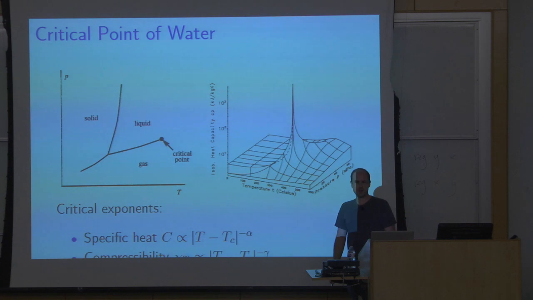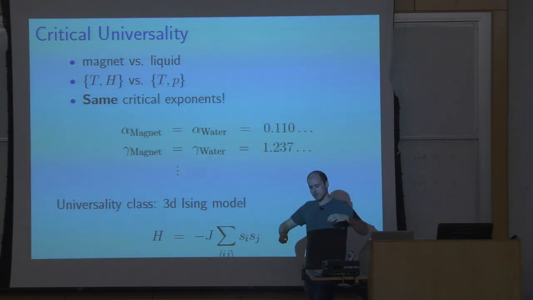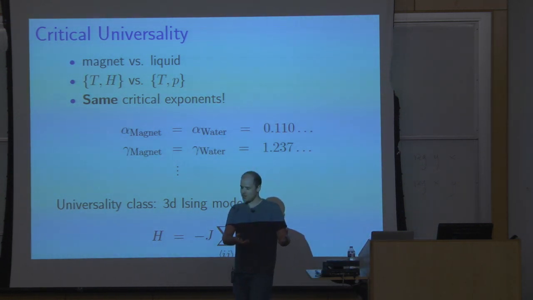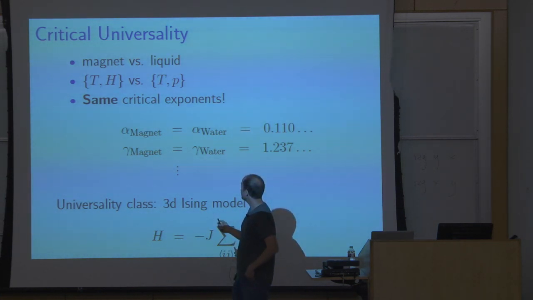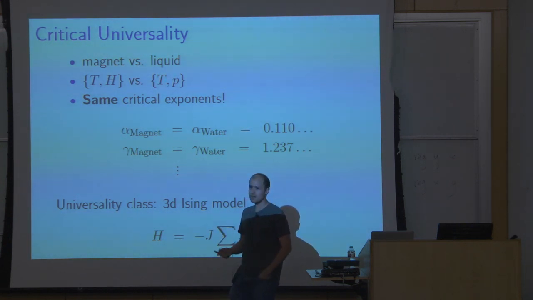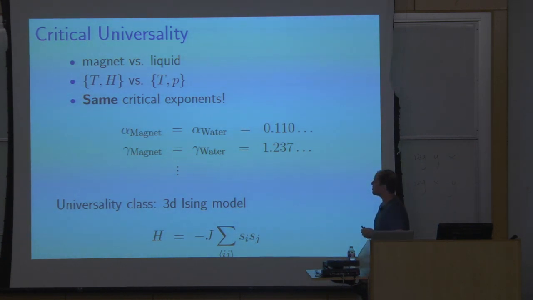Okay, so now I'm going to tell you something that if you haven't heard it before should blow your mind, which is that these two systems, a magnet, which you can think of as a bunch of little spins that are in some magnetic field and they're flipping up and down, and a liquid, have different observables. So in one case, it's interesting to vary the temperature and the magnetic field, and in another case, it's interesting to vary the temperature and the pressure. Those don't obviously have anything to do with each other. But actually, the numbers that appear in these funny power laws are the same.